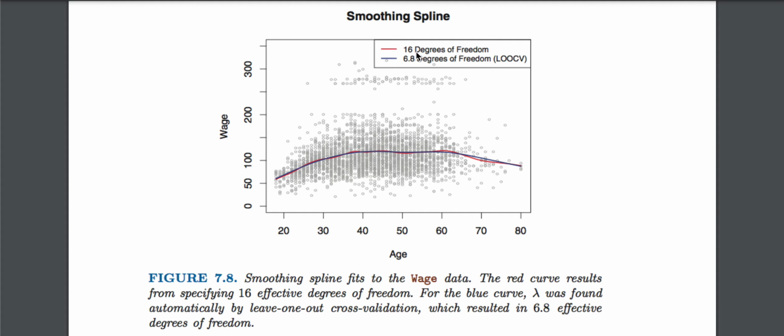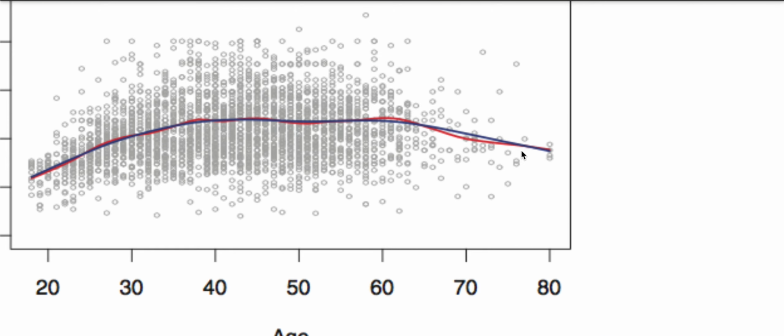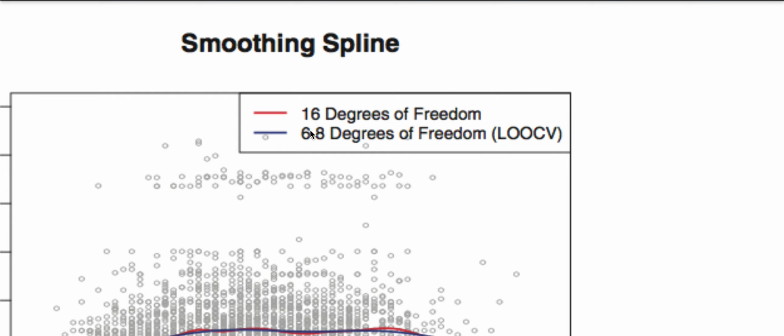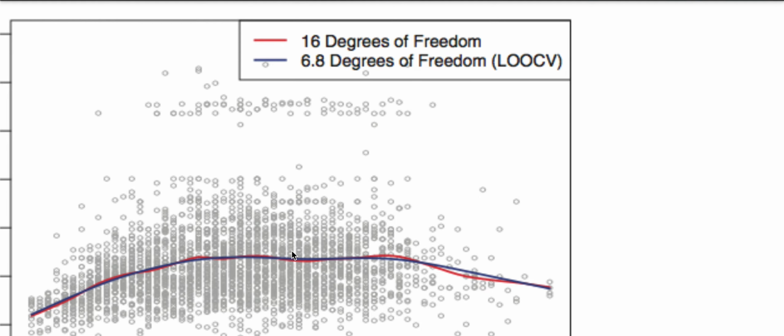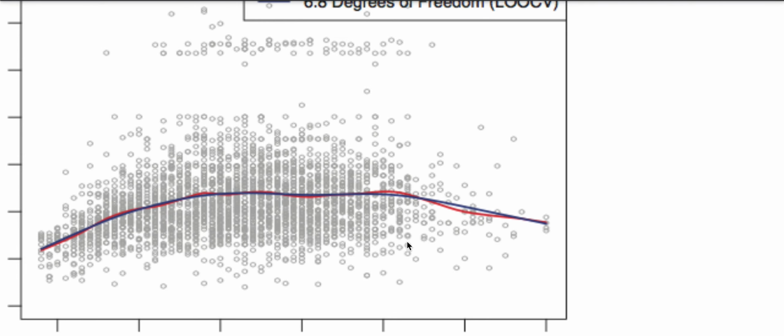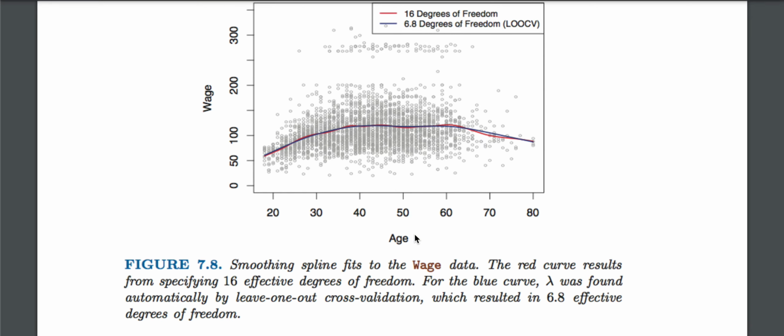Remember, degrees of freedom is different from lambda. Degrees of freedom is inversely related to lambda. So the larger the lambda, the smaller the degrees of freedom. The smaller the lambda, the larger the degrees of freedom. And if you choose the degrees of freedom, or equivalently lambda, using leave-one-out cross validation, you get this blue curve. If you use 16 degrees of freedom, you get the red curve. They're slightly different, and yes, this is essentially what I wanted to get across.